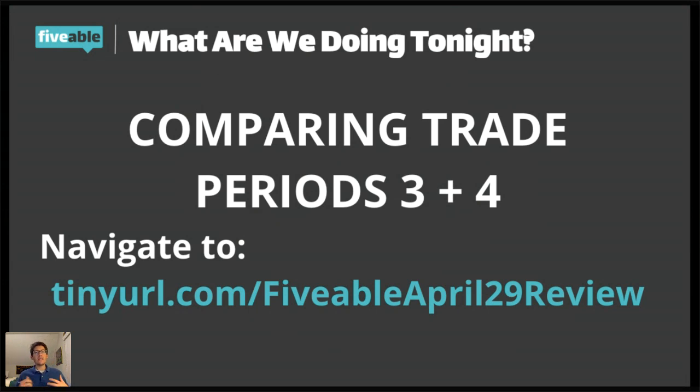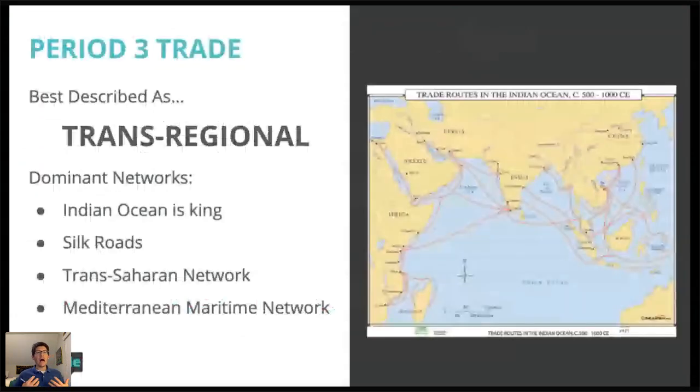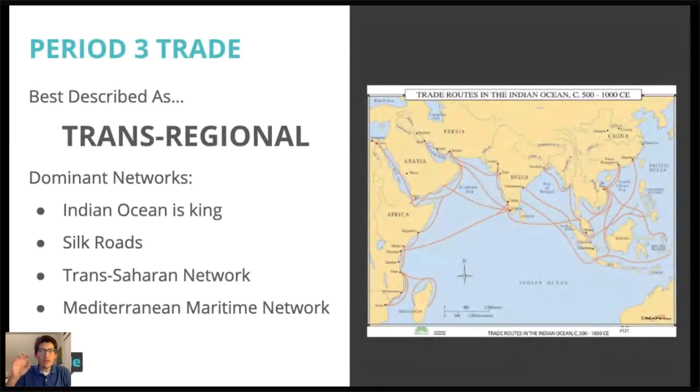So let's get started and think about how we can describe trade in period 3. It is best described as trans-regional. That means each of these individual regions that we've been studying in our course, whether it be China and East Asia or the Middle East or Africa, those are different regions of our world, right? And we're seeing trade go between these regions. So transferring between regions, trans-regional.